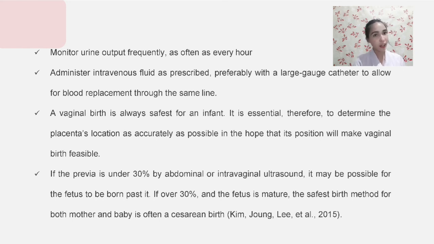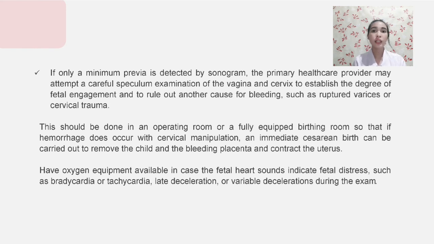A vaginal birth is always safest for an infant. It is essential, therefore, to determine the placenta's location as accurately as possible in the hope that its position will make vaginal birth feasible. If the previa is under 30% by abdominal or intravaginal ultrasound, it may be possible for the fetus to be born past it. If over 30% and the fetus is mature, the safest birth method for both the mother and baby is often a cesarean birth.